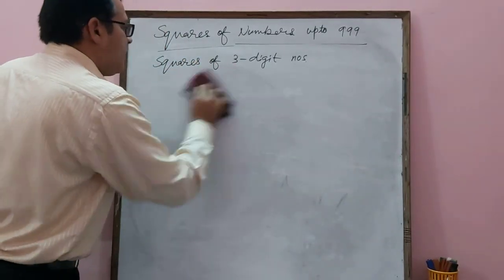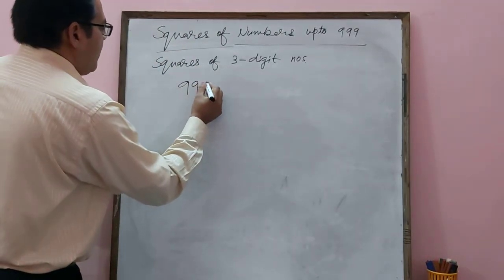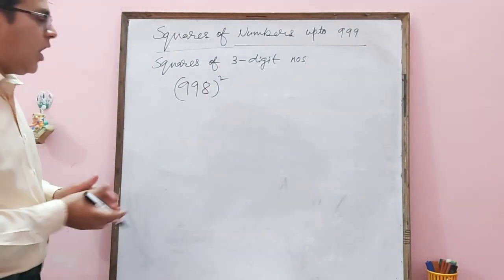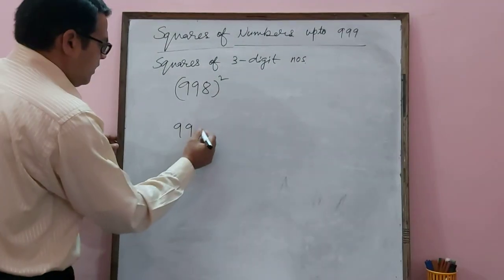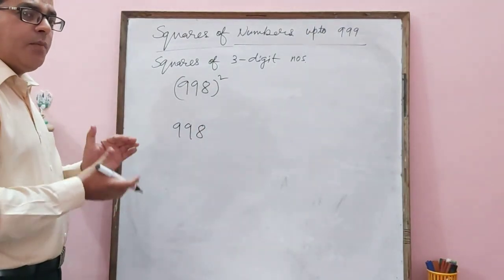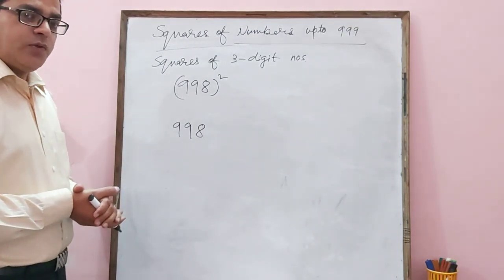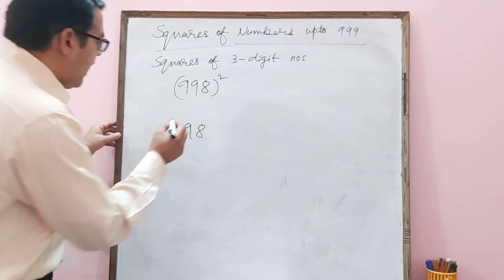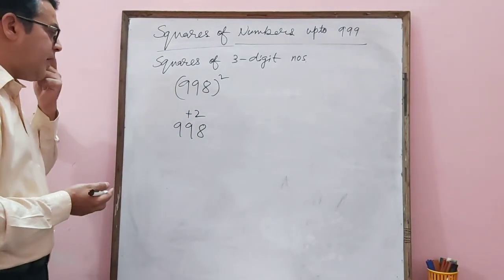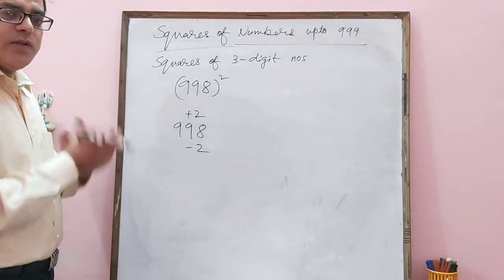This time, I want to find the square of 998. This is a big number. Now, what to do first? First step: we need to find the nearest number which has zeros in it. Clearly, we can see 1000. So if we add 2 to this, we have 1000. Since we are adding 2, we have to subtract 2 also. This is the very first step.